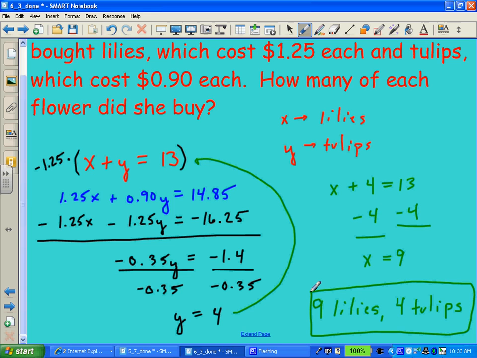Okay, so as you can see, we can use elimination also on story problems. Sometimes it gets a little messy with the decimals and things, but usually it works out pretty nicely. So that's elimination, where we have to multiply first in order to cancel out variables.